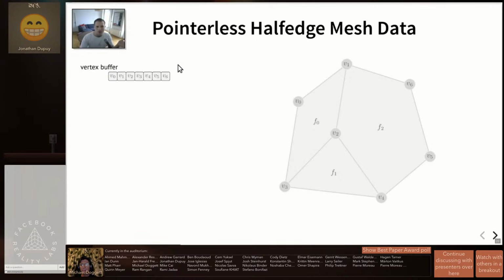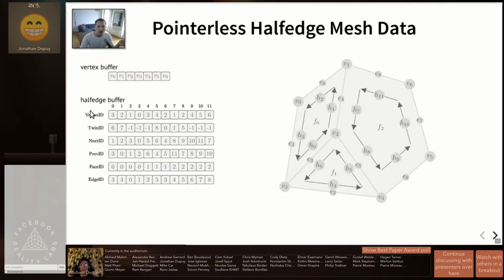First, there's the vertex buffer that stores the 3D positions of the vertex points of the mesh. And then there's a half edge buffer that stores 6 integers per half edge. So in this particular asset, there's 12 half edges, and I'm storing 6 integers for each one of these. And these integer values actually store what would be returned by the operators I just described.